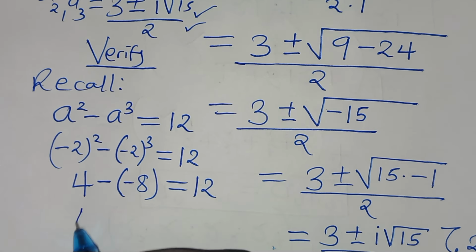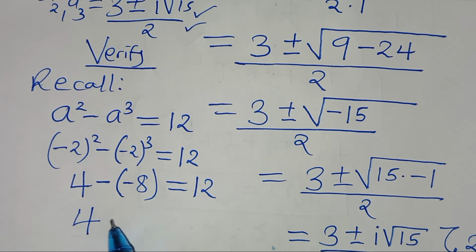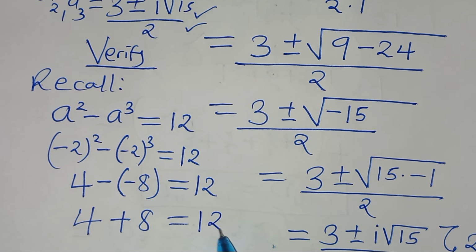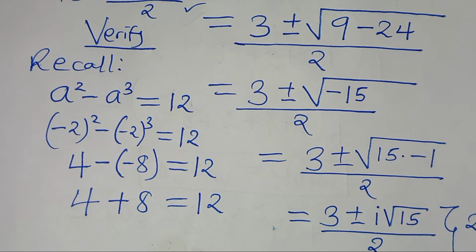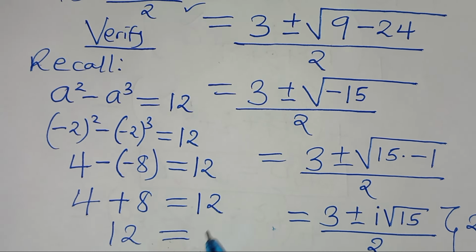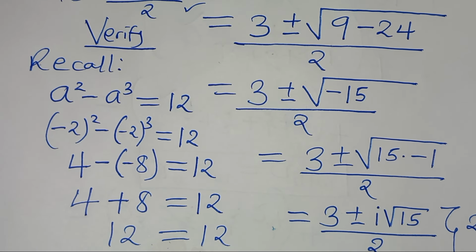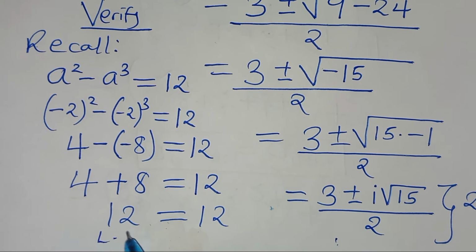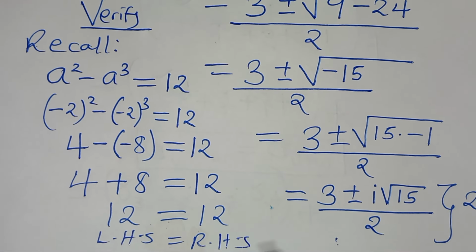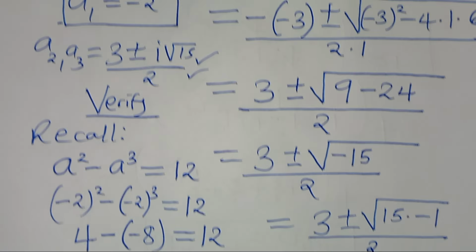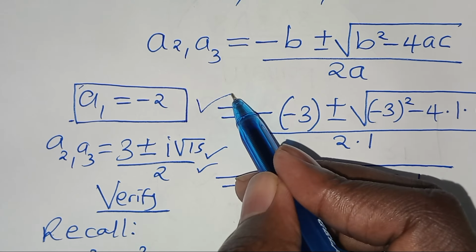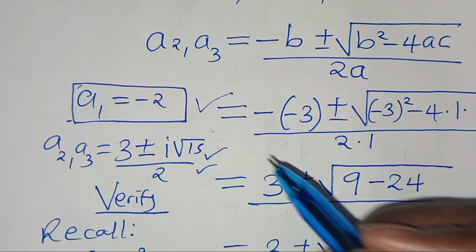Now this implies that we have 4 minus times minus 8, this is plus 8, and this is equal to 12. So 4 plus 8 is equal to 12, which is equal to 12. So this implies that the left hand side is equal to the right hand side. So we have 3 solutions to this algebra problem, 1 real solution and 2 complex solutions.